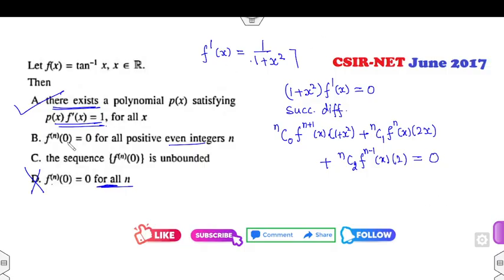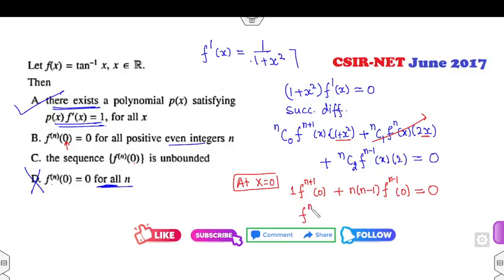Fine. Then your target is to find the value at 0. So at x equal to 0, this term will be 0 because of this quantity. Then nC0 is 1, times f of n plus 1 of 0, plus nC2, which is n into n minus 1 over 2, and this 2 will be cancelled out, times f of n minus 1 of 0. So I find that the n plus 1th derivative at 0 is minus n into n minus 1 times f of n minus 1 of 0.